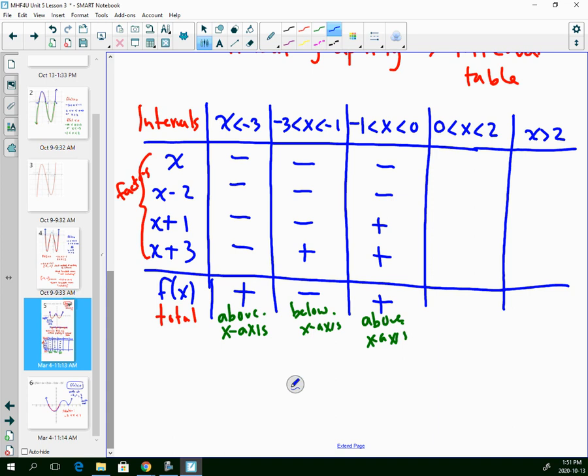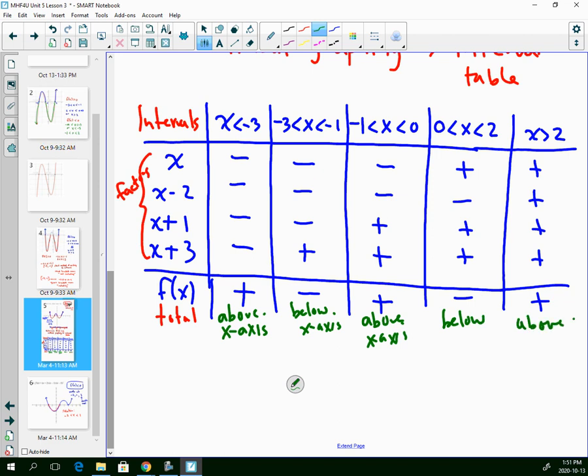Then I'll pick a number between 0 and 2, so I'll pick 1: positive, negative, positive, positive, makes a negative. And then I'll pick a number bigger than 2, I don't know, 10. So positive, positive, positive, positive, positive. So it goes back below and back above.